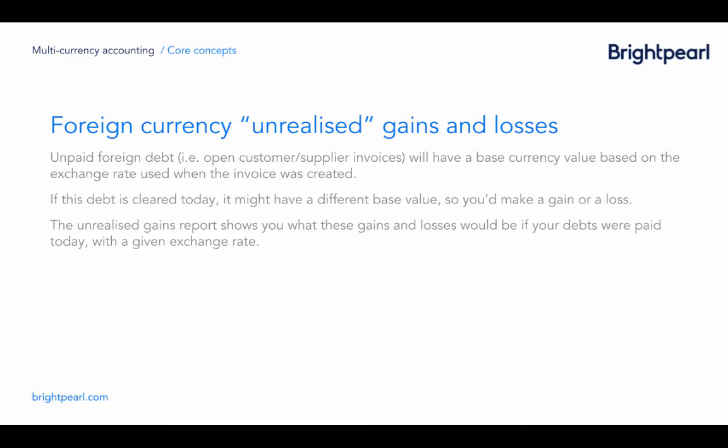I'd also like to show you foreign currency unrealized gains and losses. So this is where you've got open foreign currency invoices, uncleared invoices, and the base value of those invoices was captured when the journal was created. Now the exchange rate has changed. That foreign debt is actually worth a different amount to your business. So this report shows you your exposure to foreign currency gains and losses, effectively preempts what the loss might be if you cleared the invoice today.